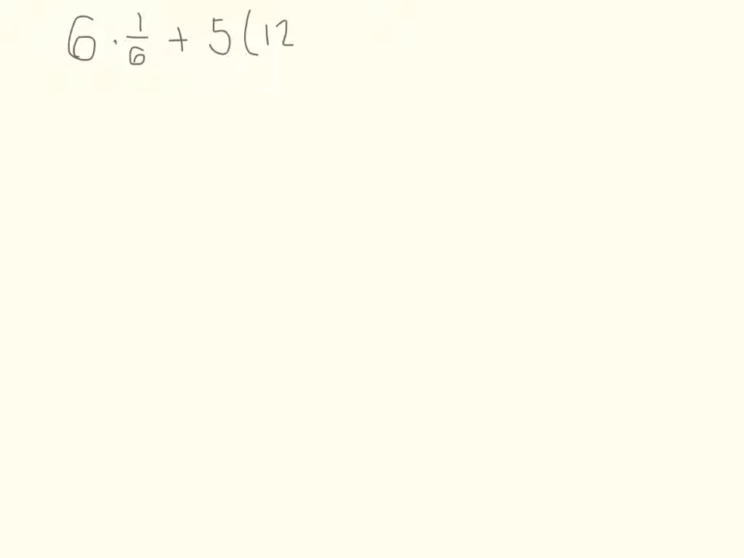So we have 6 times 1/6 plus 5 times the quantity 12 divided by 4 minus 3. So again, we want to solve this. We're going to use our order of operations. So when I do this, I'm going to start with my parentheses. So I'm going to keep everything the same, and we're going to start working inside of our parentheses. So 12 divided by 4 is 3.